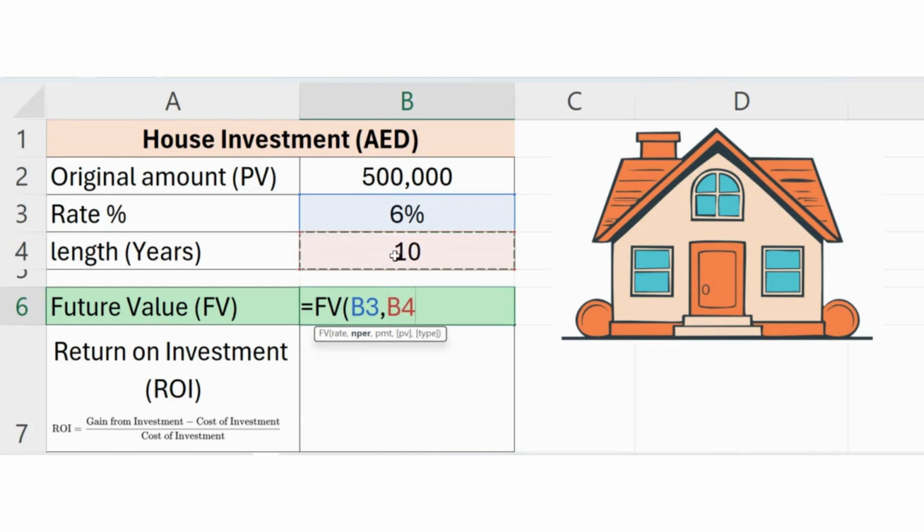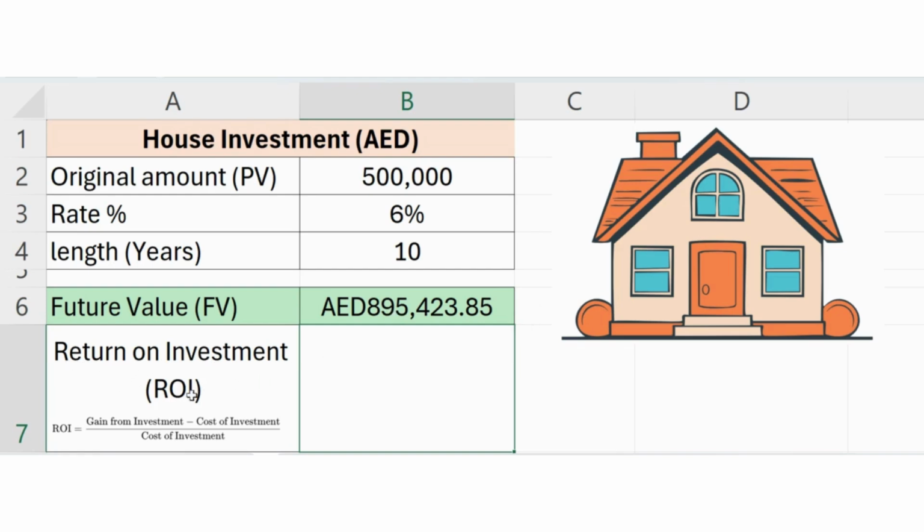The FV function works by taking today's value and projecting it forward into the future using compound growth. In this case, the annual growth rate is 6%, the investment period is 10 years, there are no regular payments, and the initial value of the house is treated as an investment you paid today. Excel applies the growth rate year after year and calculates the expected future value of the house at the end of the 10-year period. The result shows that the house would be worth approximately $895,000 after 10 years.